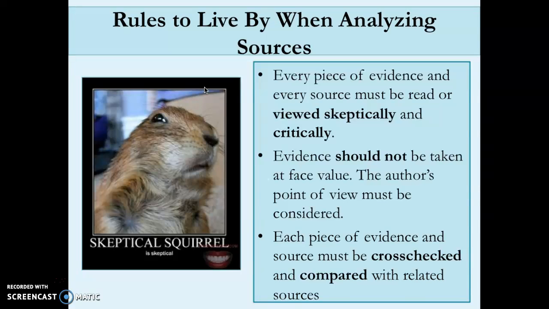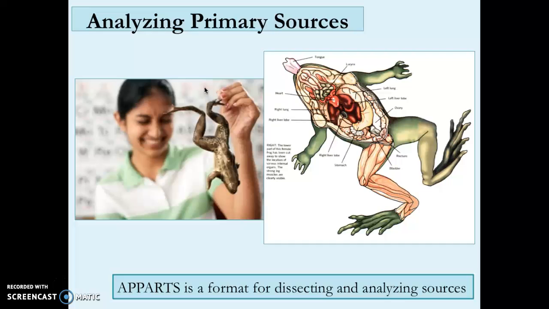And it's always important that each piece of evidence be cross-checked and compared with related sources. We tend to call this corroboration in social studies. So we want to be able to corroborate the source. We want to be able to find additional sources that can say the same or very similar account of what took place. So this is just a great way of analyzing primary sources, just kind of an acronym to remember, APARTS.